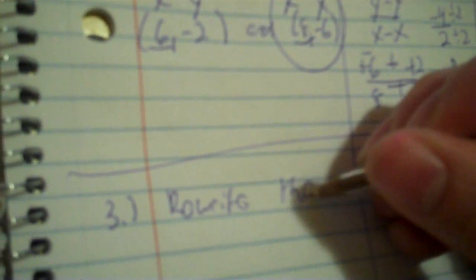Okay, then the third one, rewrite the equation 4x minus 6y equals 12. You need to rewrite that in slope-intercept form. Basically that means you have to get the y by itself.